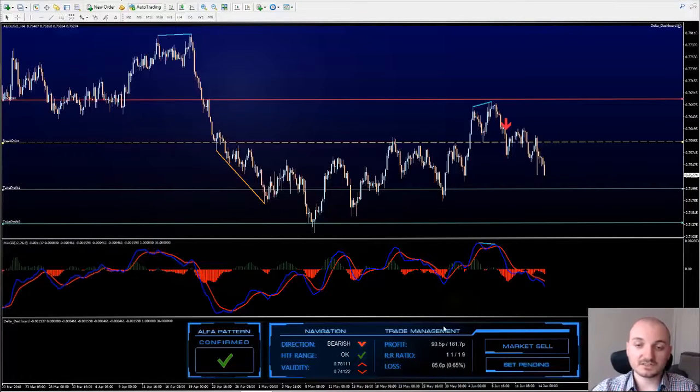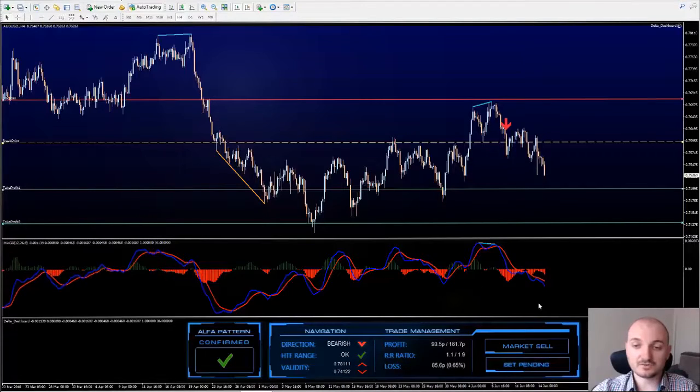And of course, inside the trade management part, you have the details regarding your trade. Basically, what you're going to see here is your profit towards target 1 and target 2 in terms of pips. You're also going to see the risk reward ratio, which is pretty useful. Again, target 1 and target 2. And at the bottom, you'll see the statistics for the potential loss, which will be displayed in points, pips, or as a percentage of your account.